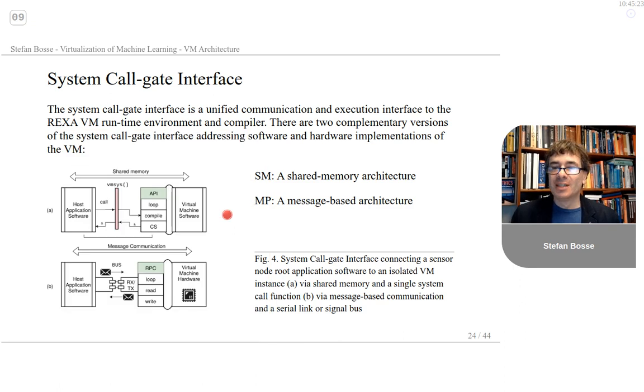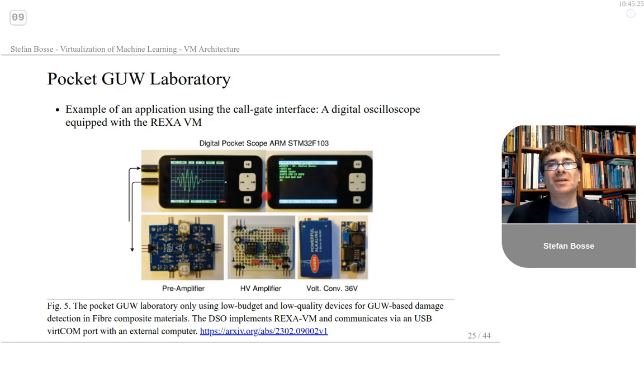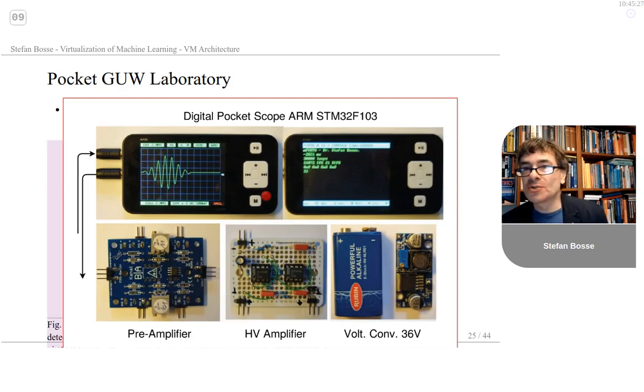vice versa. One example is shown here, a digital oscilloscope, consisting of two application programs. The application program servicing the oscilloscope, analog digital conversion, digital analog conversion, and so on, and the REXA VM itself. And both can communicate vice versa via the system call gate interface.